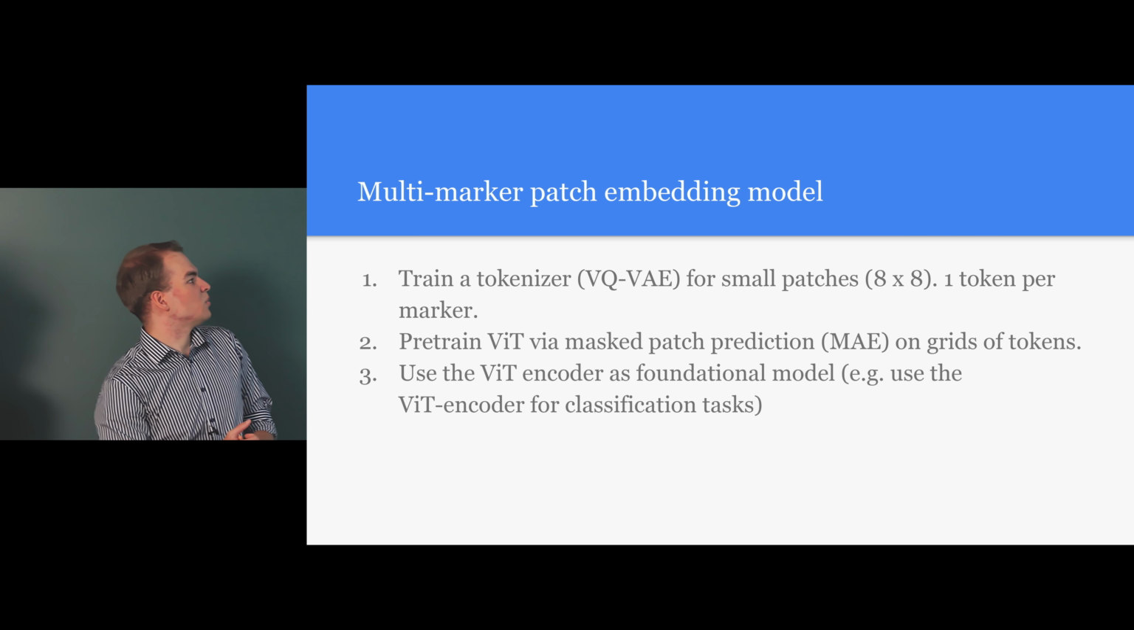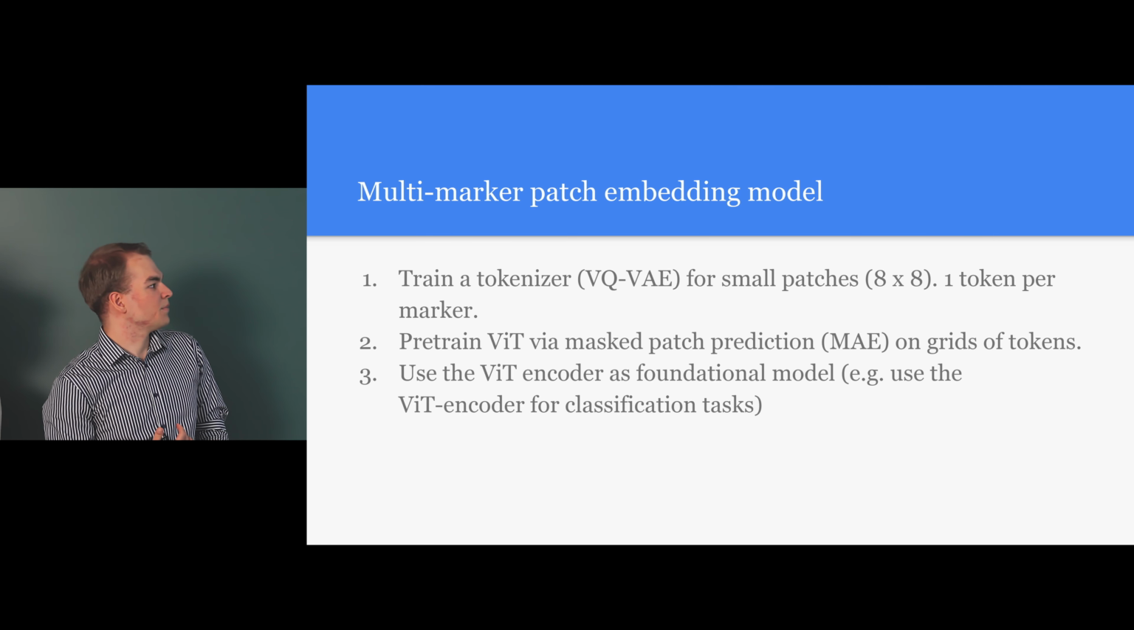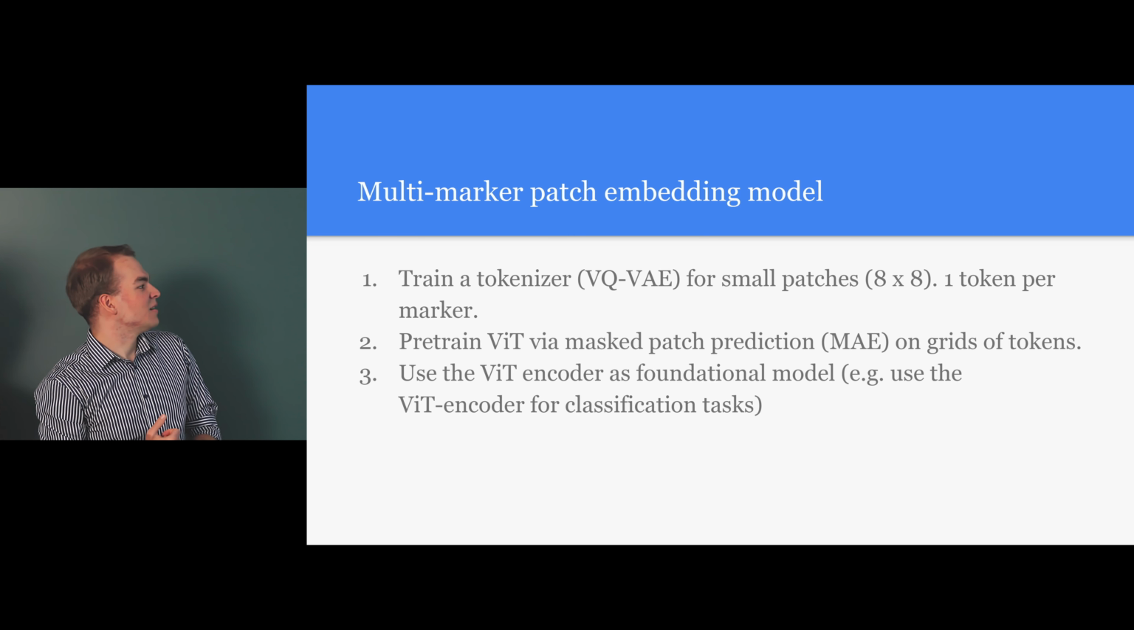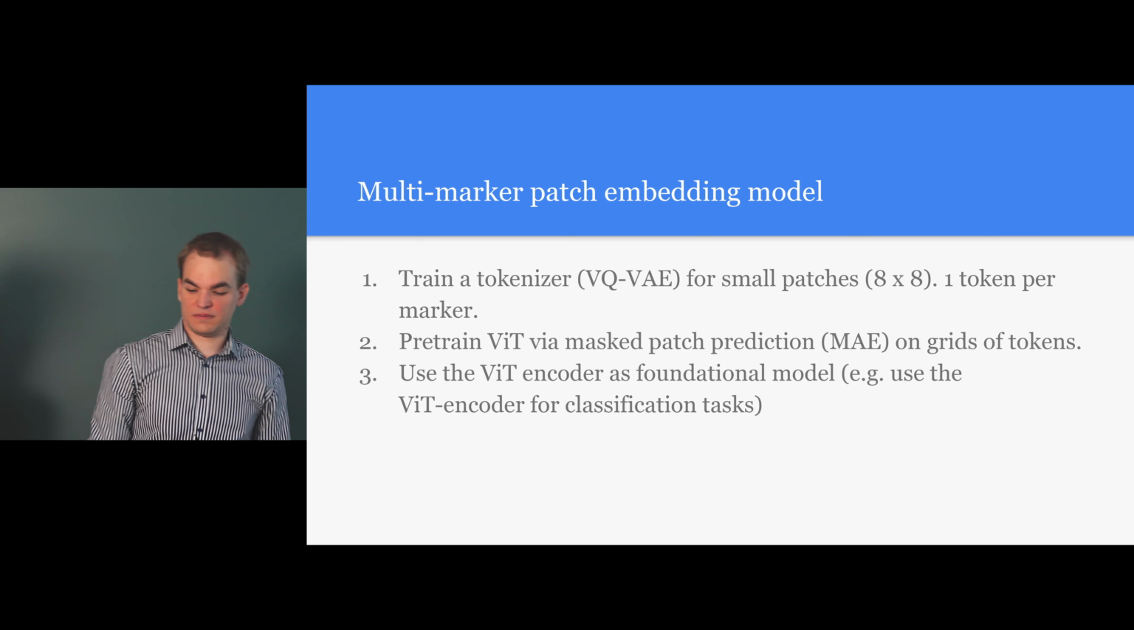And then the second part is to pre-train a vision transformer via masked patch prediction on grids of these tokens. So then we are dealing with larger images like 100 by 100 or 64 by 64. And then the vision transformer encoder could be used as a foundational model for a variety of tasks like classification.